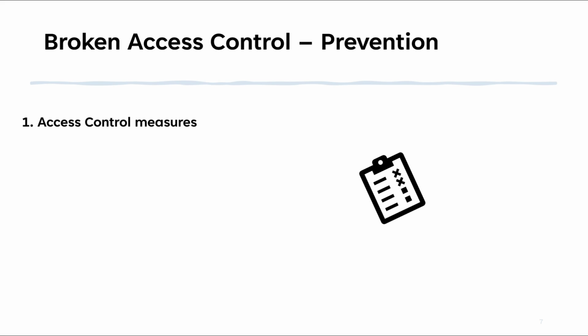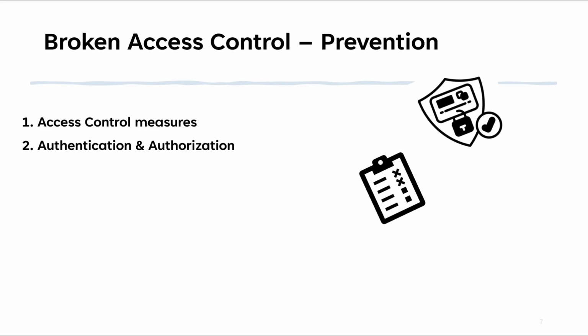For example, it's important to limit access to administrative functions to only those users who need it, and to ensure that access is granted based on the principle of least privilege. This means that users are given only the minimum level of access that they need to perform their job and no more. The next one is authentication and authorization.